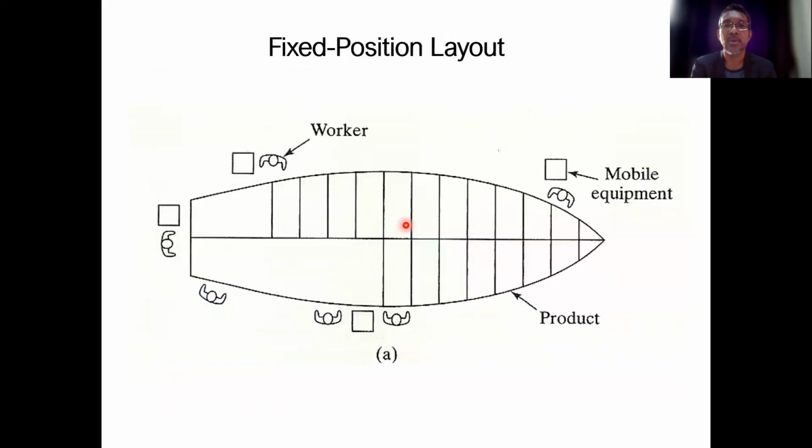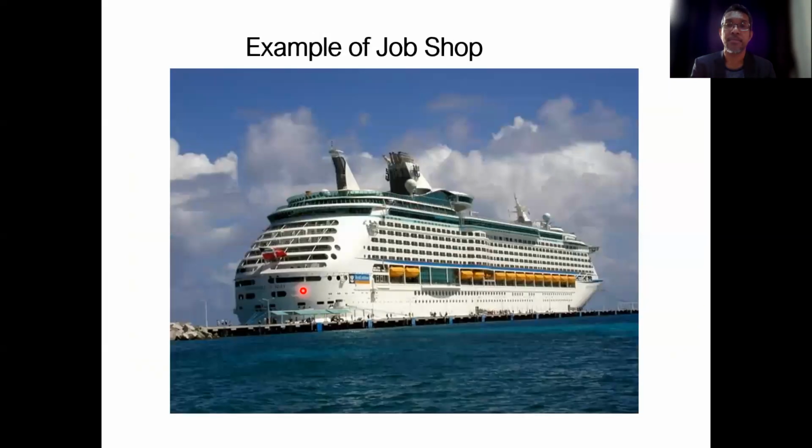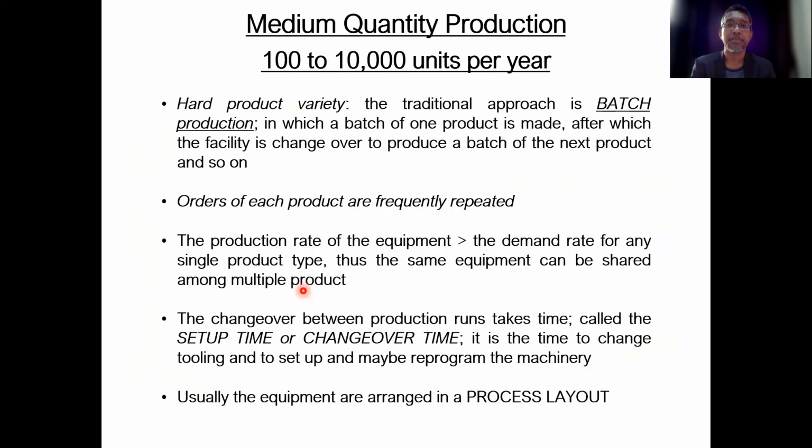And then they can bring this product to this fixed or job shop layout to assemble here. So for example, the engine part they produce in the process layout, and then they can bring it here to assemble to have a final assembly in the fixed position layout. So medium quantity production. This one is considered hard product variation.